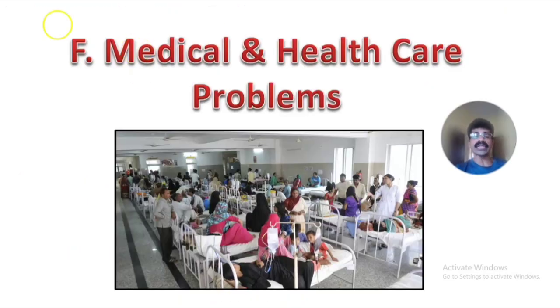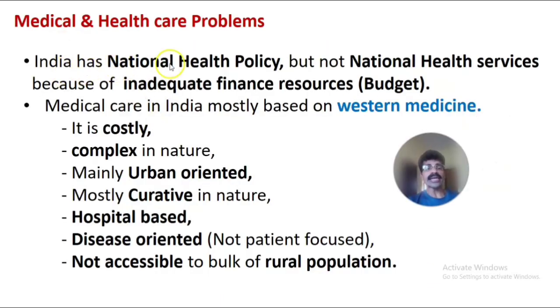Then the sixth major classification is medical and healthcare problems in India. India has a national health policy started in 1983. Later it was revised many times, and the latest we have is the National Health Policy 2017.